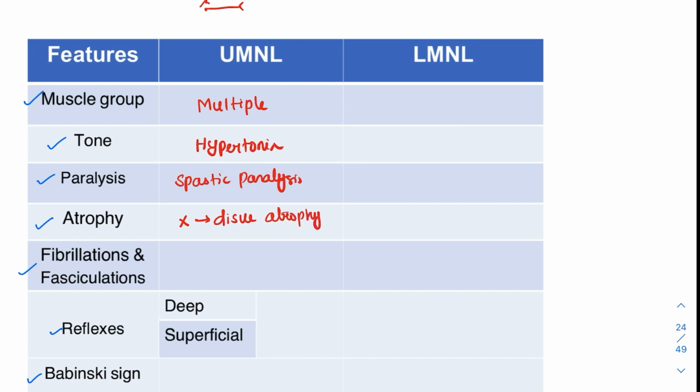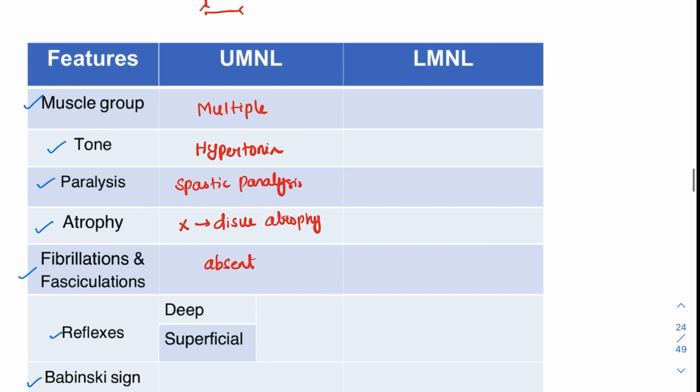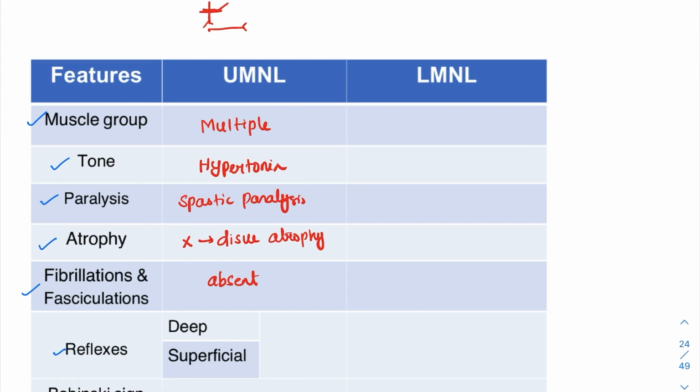Then fasciculations and fibrillations, both of them are absent. I will tell you what they are in the lower motor neuron, because they are present there. So they are absent in case of an upper motor neuron lesion. Coming to the deep reflexes, what will happen? The upper motor usually controls the lower motor, but now the lower motor is out of control.